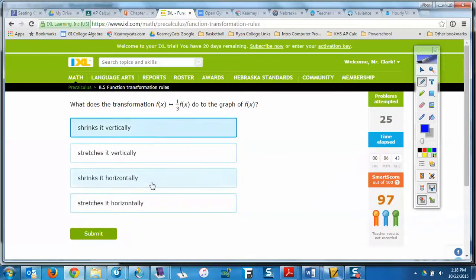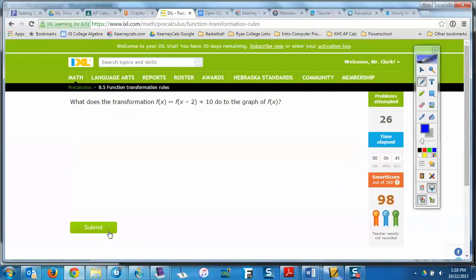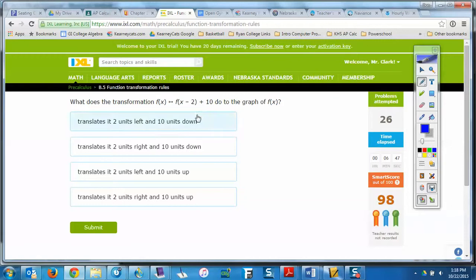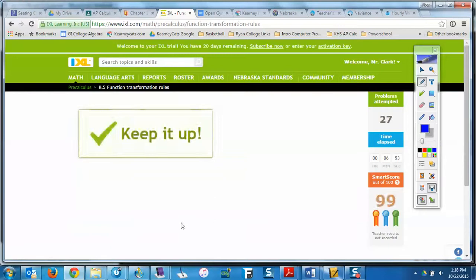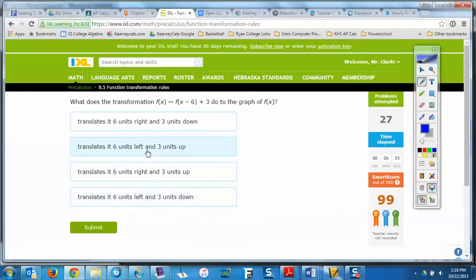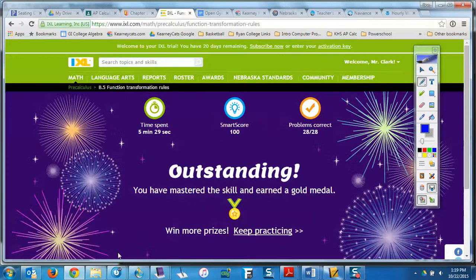Now what it hasn't done is give us any putting it all together. Shrink vertical where you have several of them, right? Well, we've had a few translations, but not the other ones. Right 2, up 10. Right. I would have thought Down 3. Up 3. All right. Woo.